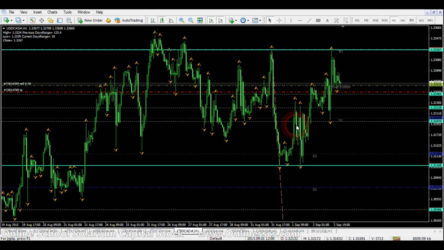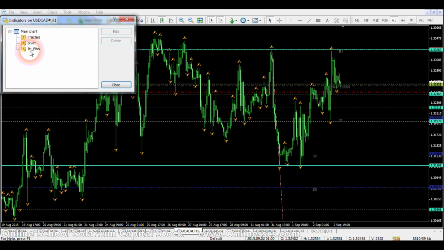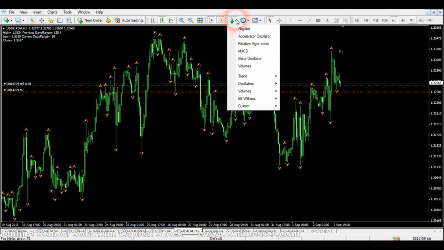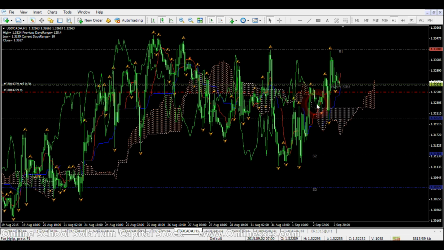I'll go to another chart, USD/CAD. Let me erase this tool. I draw my Ichimoku. I see here there's a black hole, exactly here. And I expect my price to want to go to the floor of the black hole.